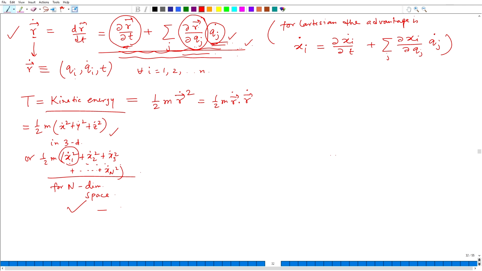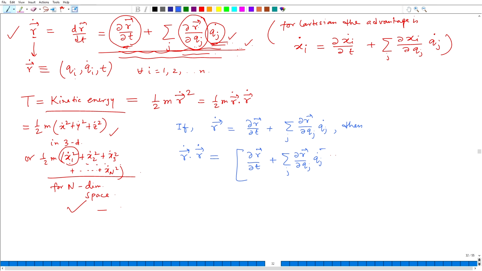If I have r dot equal to del r/del t plus summation over j of del r/del qj times qj dot, then r dot contracted with another r dot will be given by del r/del t plus summation over j of del r/del qj times qj dot, scalar product with del r/del t plus, taking another index k, summation over k of del r/del qk times qk dot, and I want now T.